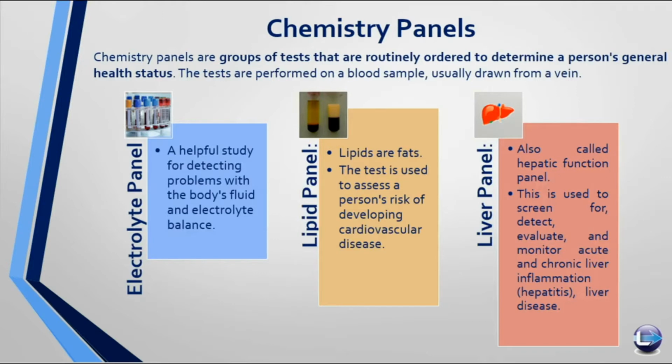Chemistry panels. Chemistry panels are groups of tests that are routinely ordered to determine a person's general health status. The tests are performed on a blood sample, usually drawn from a vein. Electrolyte panel. A helpful study for detecting problems with the body's fluids and electrolyte balance. Lipid panel. Lipids are fats. The test is used to assess a person's risk of developing cardiovascular disease. Liver panel, also called hepatic function panel. This is used to screen for, detect, evaluate, and monitor acute and chronic liver inflammation, hepatitis, and liver disease.